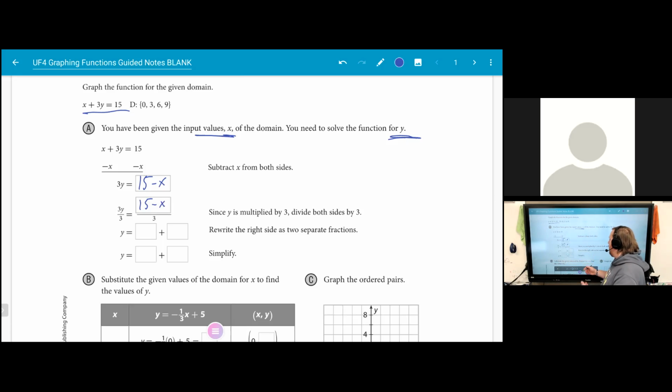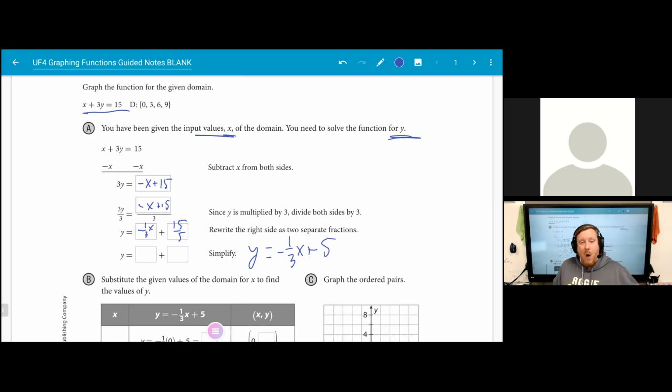Now I'm going to write it the other way, because I like it better this way: negative X plus 15, and you'll see why in a little bit. After we divide by 3, this is negative 1/3 X, and this is 15 divided by 3, which is 5. What we end up with is Y equals negative 1/3 X plus 5. In other words, I have Y in terms of X. If I know what my X values are, I plug those in directly and find Y values. So let's do that.